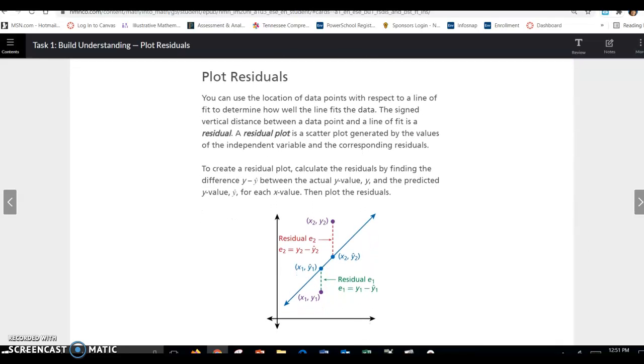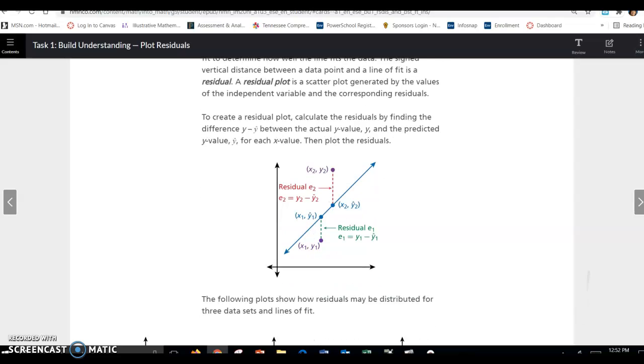Plot residuals. You can use the location of data points with respect to a line of fit to determine how well the line fits the data. The signed vertical distance between a data point and a line of fit is a residual. A residual plot is a scatter plot generated by the values of the independent variable and the corresponding residuals. To create a residual plot, create the residuals by finding the difference of y's between the actual y value and the predicted y value for each x value.